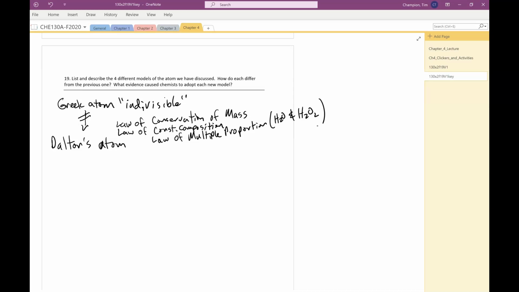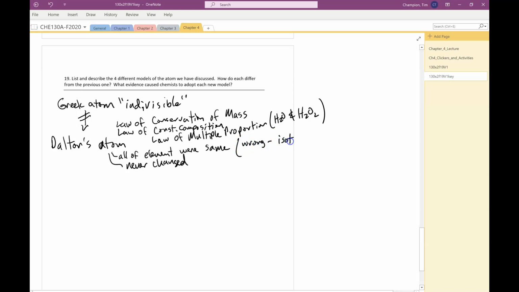Now, Dalton's atoms, all of one element, were the same, and they never changed. Okay, and it turns out that that's wrong. There are isotopes where you have different numbers of neutrons, and the fact that they never change is wrong. You can have nuclear reactions.